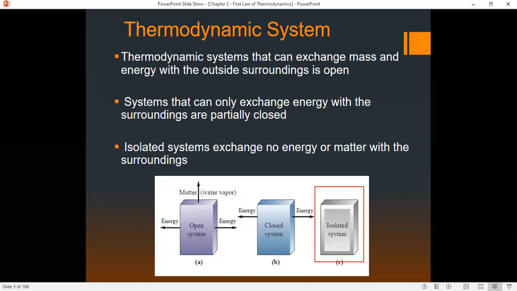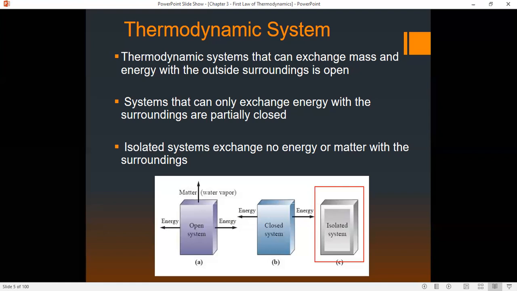Oh gosh, I want to call it a thermistor, but it's a thermos. Couldn't think of that name. A thermos would be a good example of an isolated system. We don't allow any heat in, we don't allow any heat out.